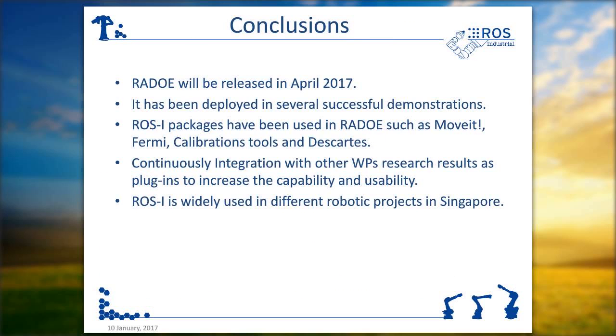And in conclusion, RADOE will be released in the next 2 months. Because the A*STAR robot project is coming to an end now, RADOE has been developed with several successful demonstrations. We have included different packages from ROS-Industrial, for example, MoveIt and Fermi, and Descartes for the motion planning. And we also have the industrial calibration tools embedded. We'll continue integration with other work packages and increase the RADOE capability and usability.